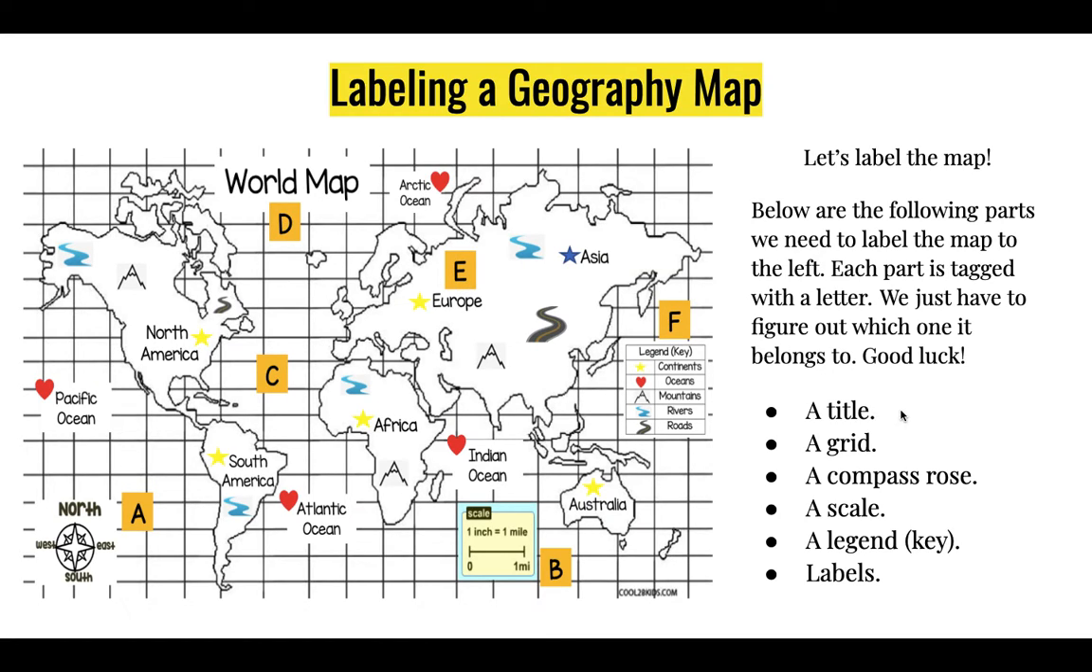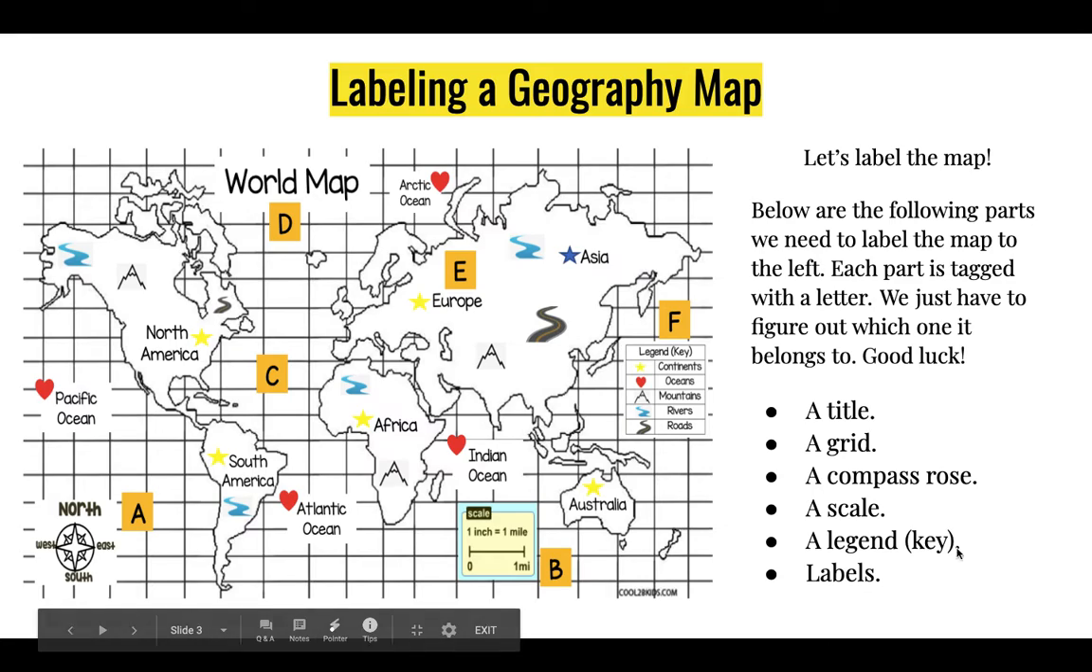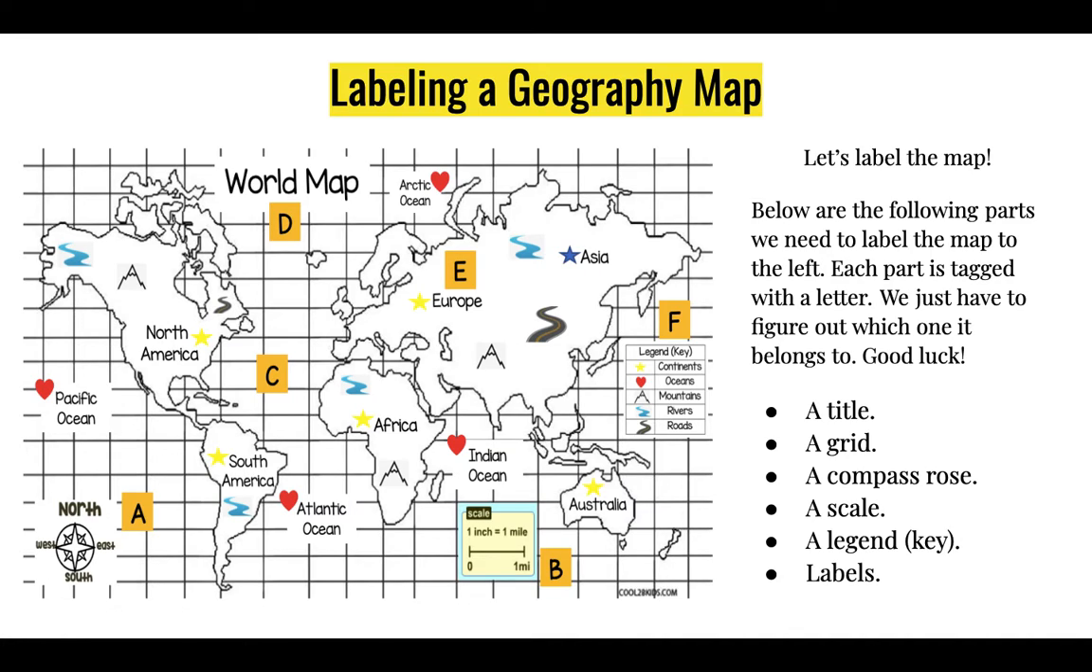And over here, we have the parts of our map. We have a title, a grid, a compass rose, a scale, a legend or a key, and the labels. On your notebook paper, I want you to write this list down: title, grid, compass rose, scale, legend, and labels. And then I want you to pause the video, look at the map, and try to label each one with the letter that corresponds to it.